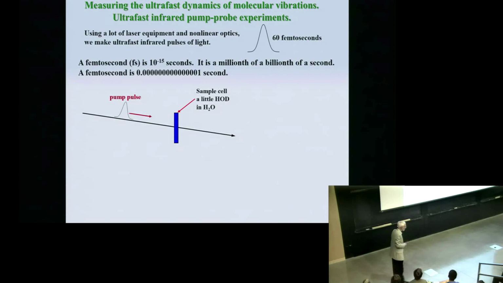We can make pulses of light that are 60 femtoseconds long. We can tune them to the right frequency to excite that OD stretch of that deuterated water molecule. So here's our sample. We have lots of laser equipment over here that makes this very fast, tunable IR pulse. It's going to come into the sample. When this very short pulse of light passes through the sample, it's tuned to the right frequency, so it's going to take some of those water molecules, those HODs, and get that OD stretch vibrating, putting it in that n equals 1 first excited state.